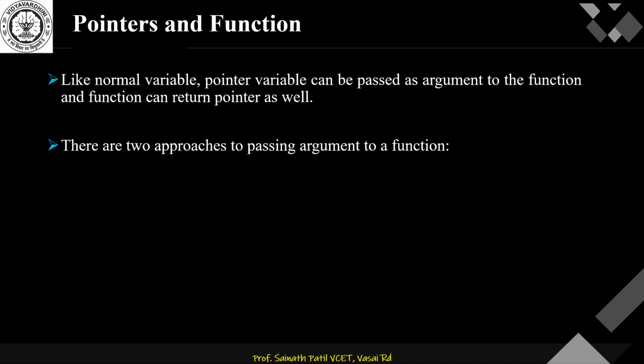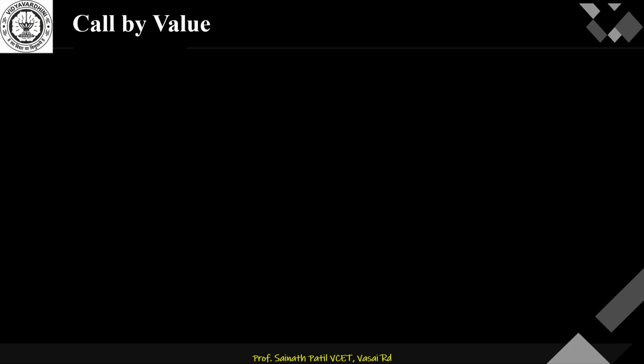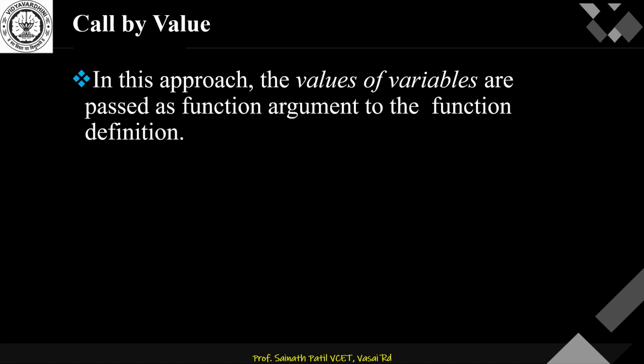In C, there are two common approaches used for passing arguments to a function. One is call by value, the other is call by reference or address. First, call by value. In this approach, the values of variables are passed as function arguments to the function definition. Programs we wrote for functions all use this approach, call by value.